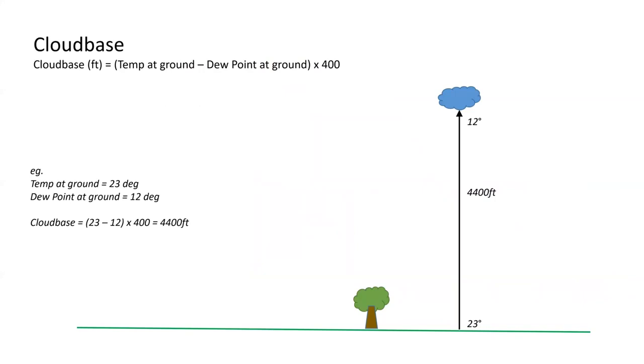And then another thing, exam question here, is working out from the information that you're given what the cloud base is going to be. So funnily enough, there's a little bit of a rule of thumb. So if you take the temperature difference between the temperature on the ground and the dew point on the ground, and then times that by 400 foot, then what you get is the height of cloud base.